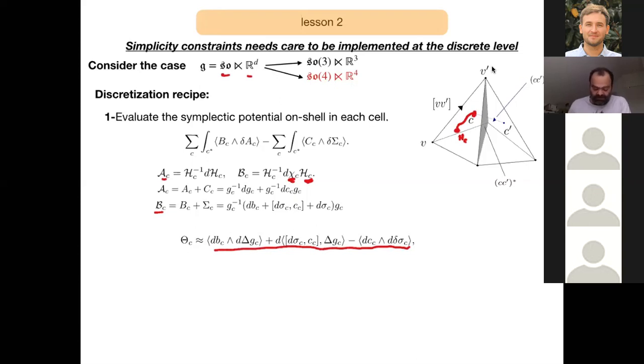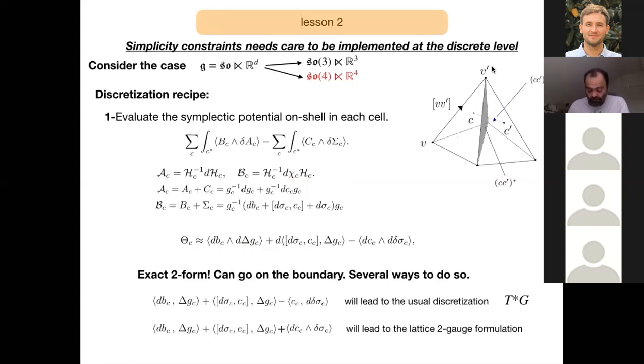And what's nice is that this is actually an exact form. So this means that I can actually perform the integration. I can use Stokes theorem. I can go to the boundary of my tetrahedron. So first, this was a form inside the tetrahedron, and then I can go to the boundary. Actually, it's an exact three-form. My bad.